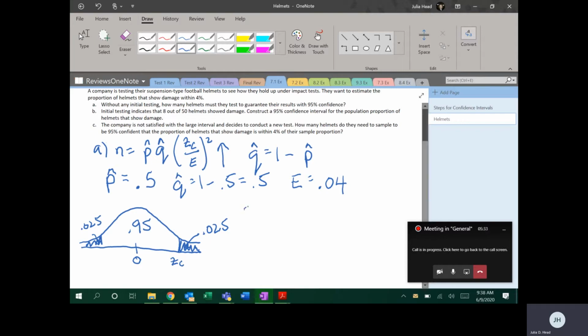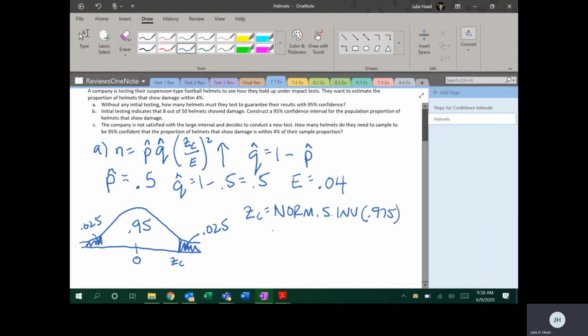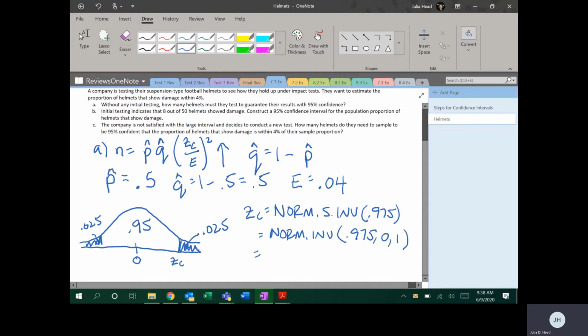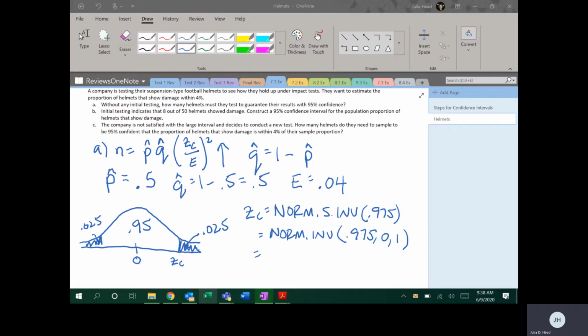So recall from Chapter 6, to find ZC, we would use NORM.S.INV because it's the standard normal. And the probability to the left is 0.975. Or if you prefer, you can use NORM.INV of 0.975, comma 0, comma 1. Either one will get you to the correct answer. And let's go to Excel.